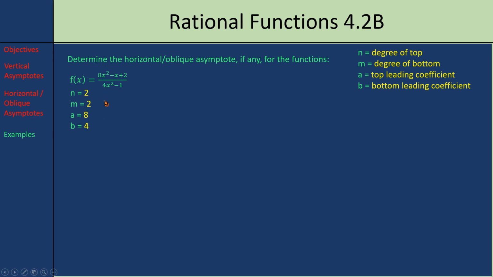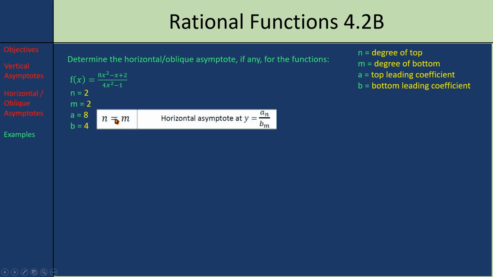Now let's look back. Which one applies? It's going to be n is equal to m, because they're both second degree. So the horizontal asymptote is y is equal to a over b, which is 8 over 4. So y is equal to 8 over 4, which is 2.